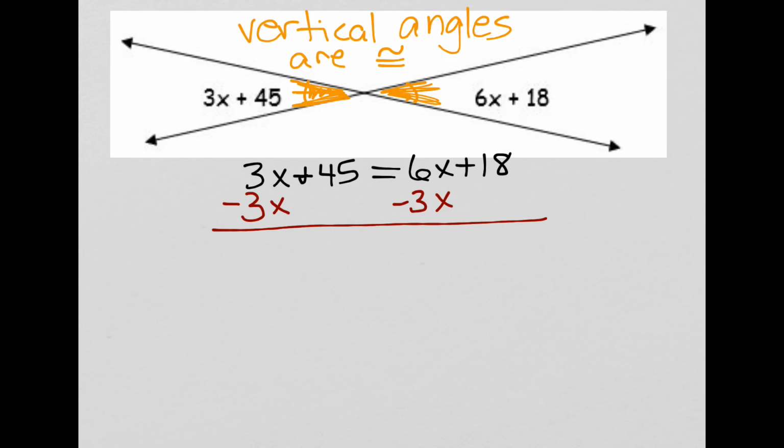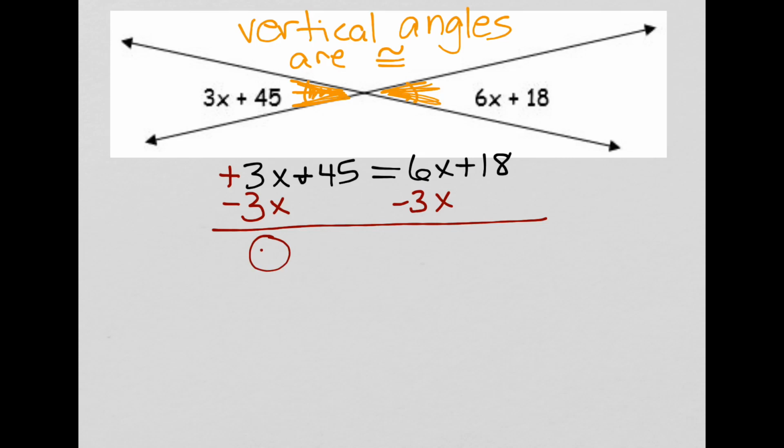Okay, how do I move this 3x to the right-hand side? Well, I'm going to choose to subtract it from each side, not because of this plus sign, not at all, but because there's an invisible positive sign in front of that. That is a positive 3x over there. And how do I undo that? It's by subtracting. That's the opposite operation. So that's why I'm going to subtract 3x from both sides.